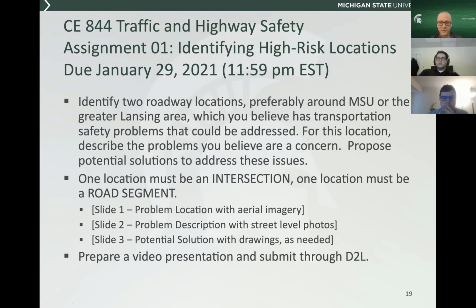And so we'll have you basically record that PowerPoint presentation, submit through D2L, and that is basically what assignment 1 is going to be. Any questions on that one, guys?